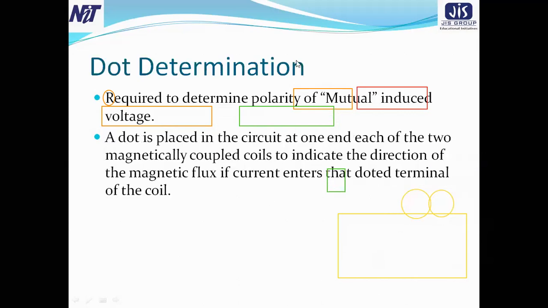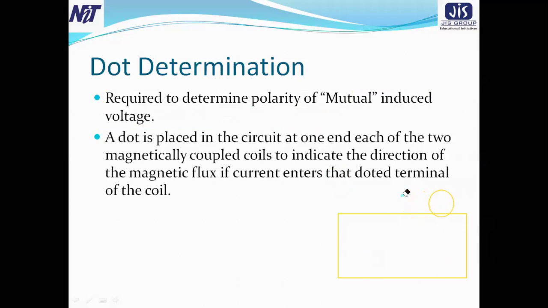Now we're going to talk about dot determination. Dot determination is used to determine the polarity of the mutually induced voltage. Why is it required? It is required to determine the polarity of the mutually induced voltage. So why is it so important? Number one, it is required to determine the polarity.